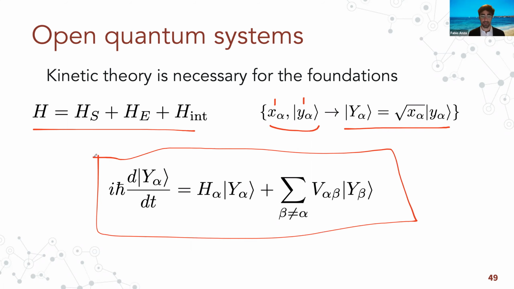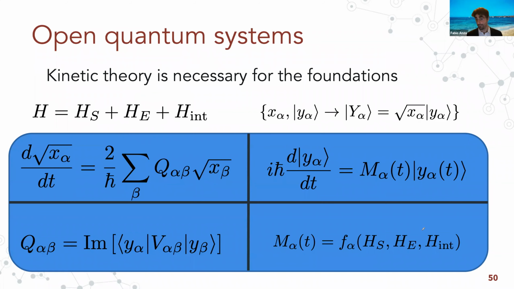This is a set of coupled Schrödinger equations, where H_alpha is essentially a modification of the Hamiltonian of the system, and V_alpha is a set of operators that act on the system, built out of H_E and in particular the interaction part. Now, from that, you can prove the two following things.